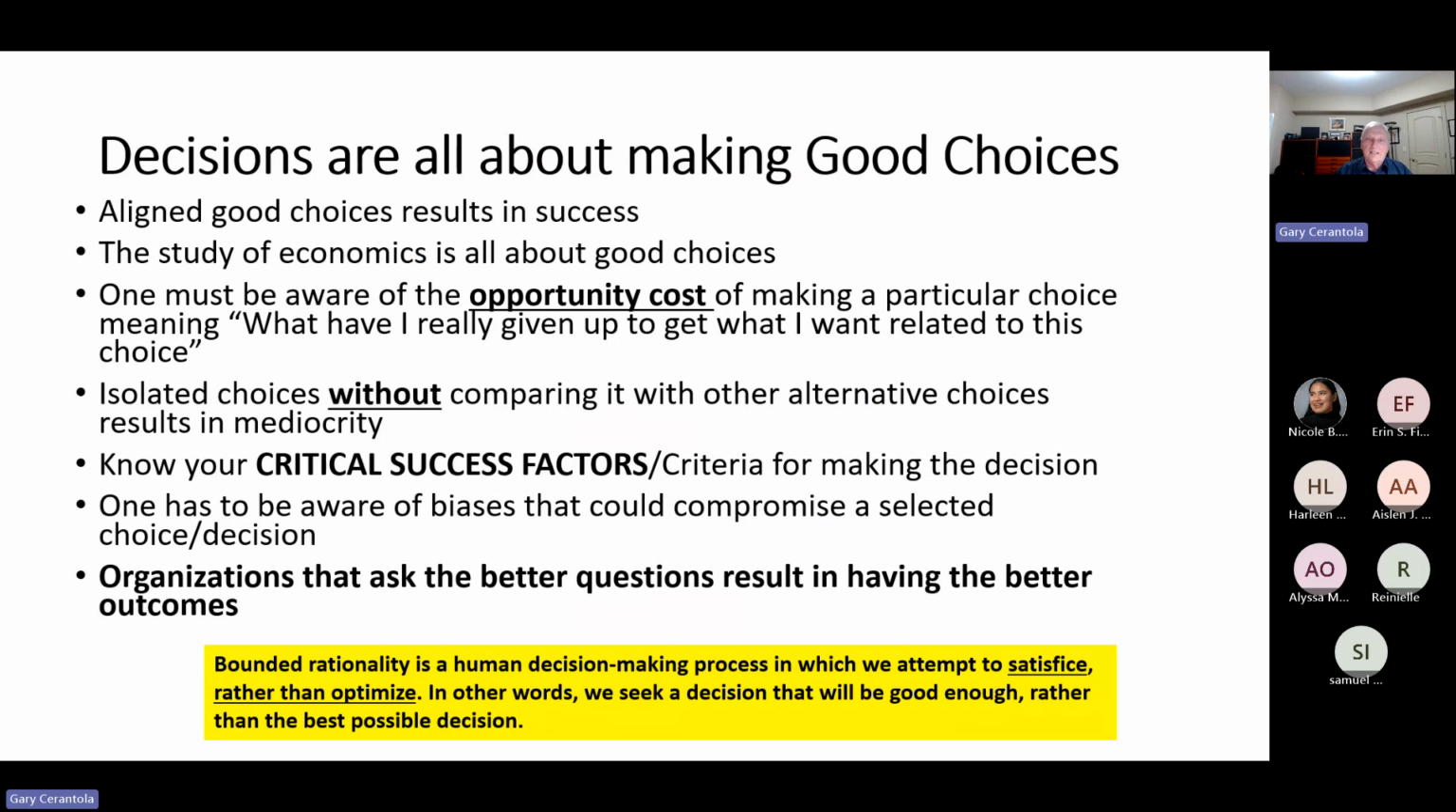That's all I'll say until we get to the total quality management approach. All right. But what you're doing, though, you don't want to isolate those choices without comparing them to other alternatives. And what you also need to know is, what are you comparing them with? You need to know, well, what's going to make you successful? What are your critical success factors? What's your criteria for making that decision?